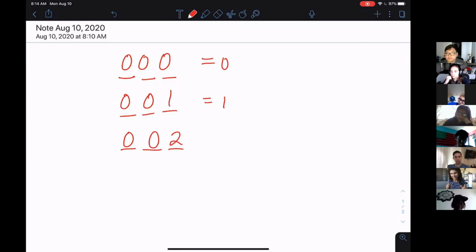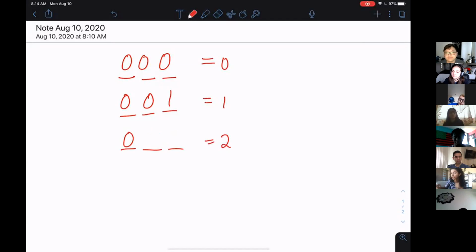How many digits do we have in binary? We only have 2 digits. What are those digits? 0 and 1. So Jalen, the issue is the number 2 doesn't exist. The number 2 does not exist. So how might we represent the number 2 in decimal but in binary? Anybody else want to take a shot? Go ahead and come off mute because I can't see everybody.